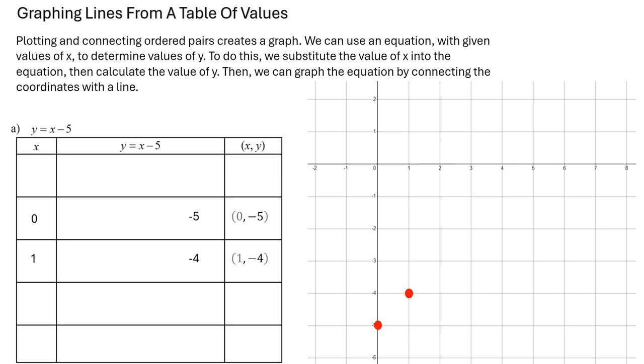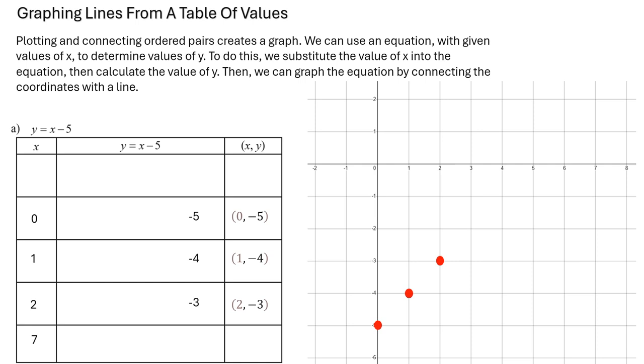Let's choose the number 2 for an x value. Once again, substituting 2 in for x gives us y equals 2 minus 5, which results in an answer of negative 3 and gives us an ordered pair of (2, -3). We'll plot this point on the graph. Notice how they're all lining up in a straight line. They're all part of the same equation.